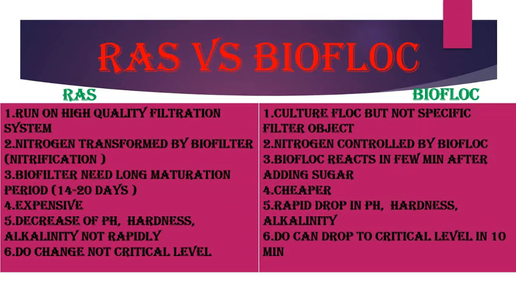The RAS system runs on a high quality filtration system. You know that if you want to do fish farming on a RAS system, you must have a high quality filtration system. But in the Biofloc system, we culture flock, not a specific filter object. In the RAS system, our main thing is the high quality filtration system. There are two kinds of filter: one is a biological filter and one is a mechanical filter. But in the Biofloc system, we don't need any kind of filter. We just need to culture the flock properly.